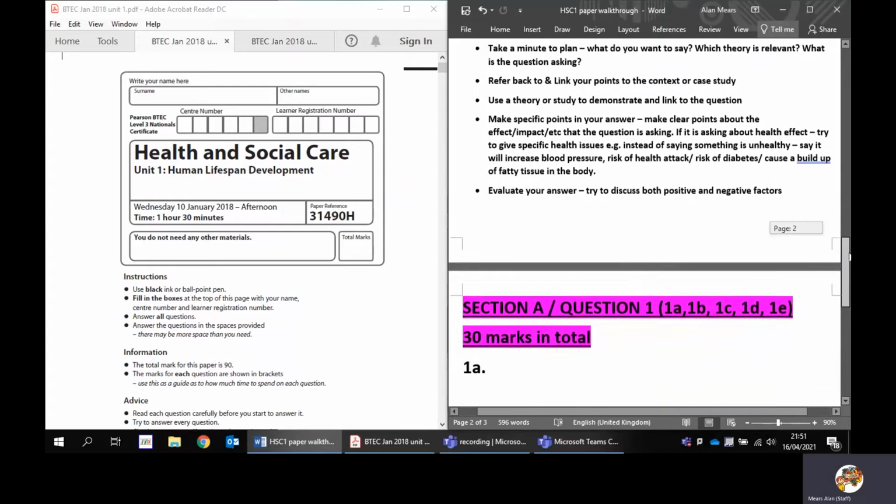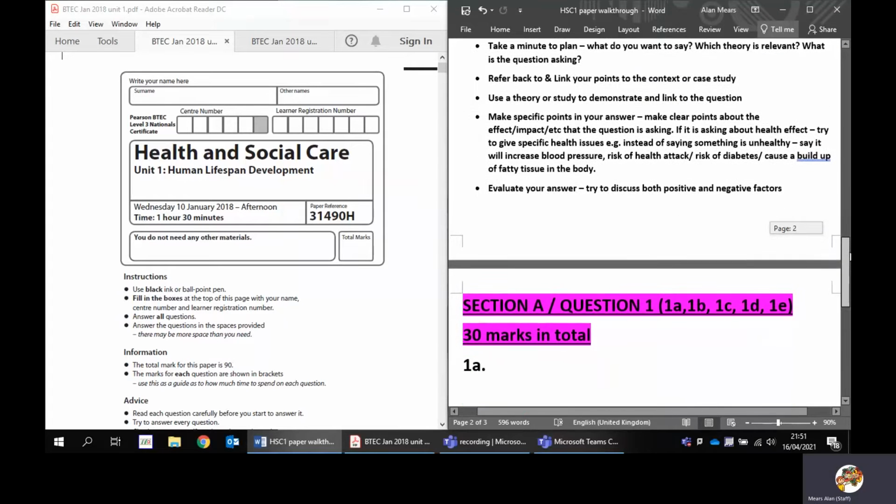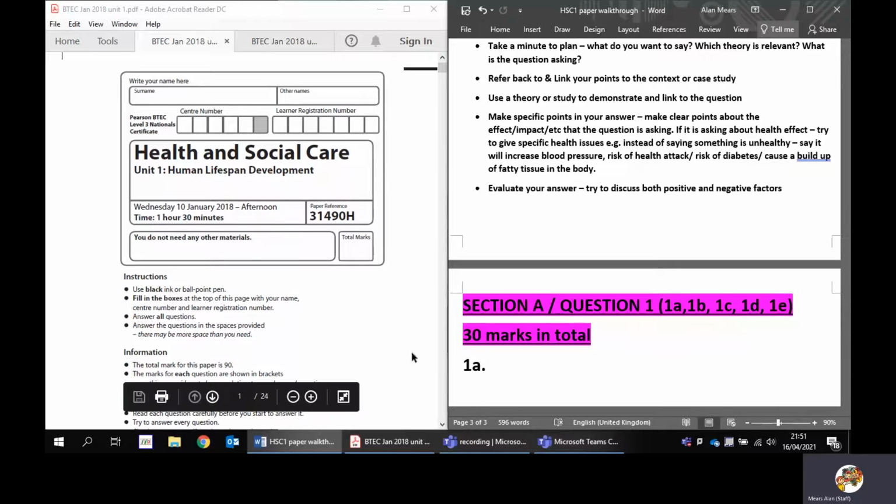Okay, so let's move down here. What we're going to do is start looking at section A, or question 1, which is 1A, 1B, 1C, 1D. It's worth a total of 30 marks, so it should take 30 minutes. But again, any time you save in early questions, you can use to support yourself in the 10 markers.